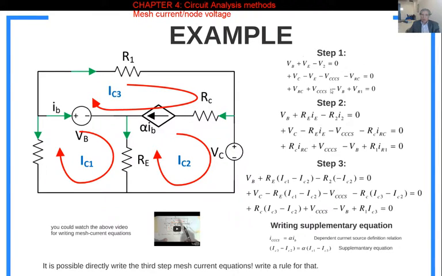Once we have done this, in the second step, for the resistors we are using the definition relation of the resistors and transferring the resistor voltages to resistor currents. Here we have 1, 2, 3, 4, 5, 6. Now if you look at this, VB in the first equation is known, isn't it?